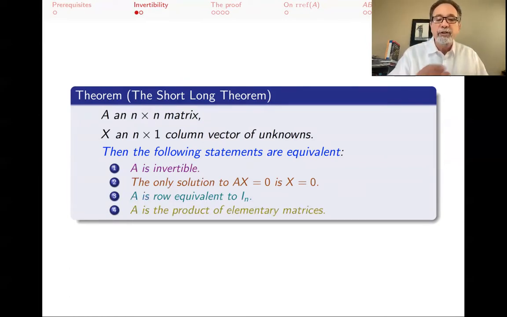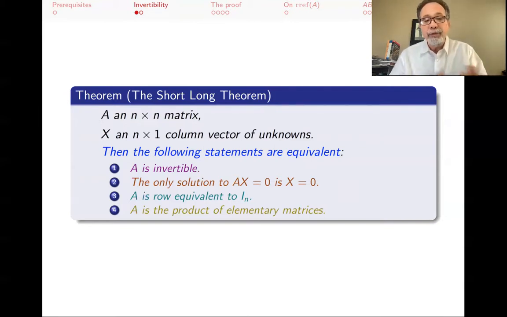I will say a word about equivalence of these things. Then we will talk about how to prove this theorem. But the nice thing about this theorem is that it's connecting various things together. It's connecting elementary matrices to homogeneous systems, to invertibility, to row equivalence. So all of these things are now related according to this theorem, meaning that if you know one of them, then you know the other ones.